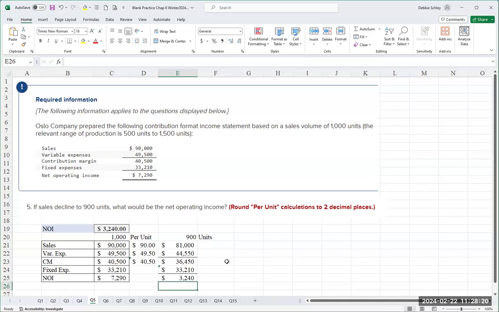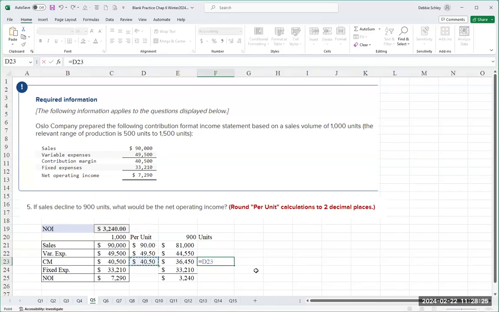Now, a quicker way would have been to take my contribution margin per unit times my 900 units and then subtract my fixed cost, right?